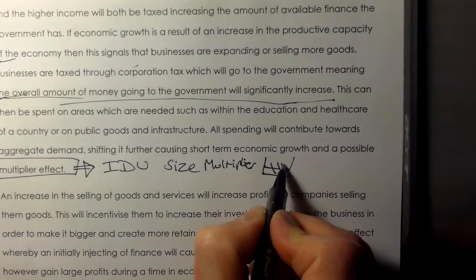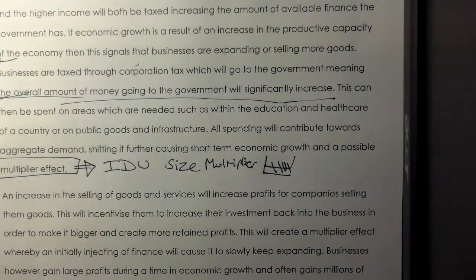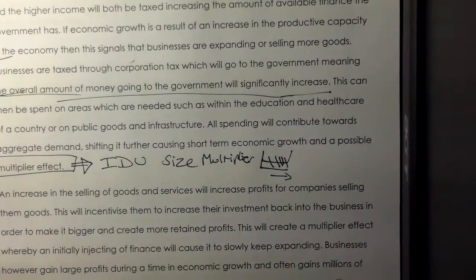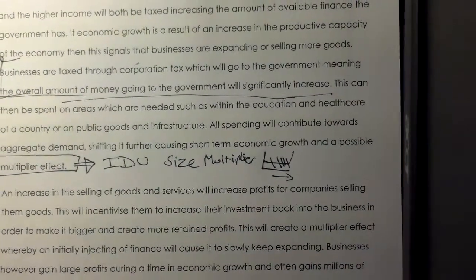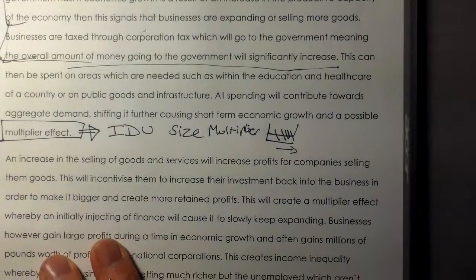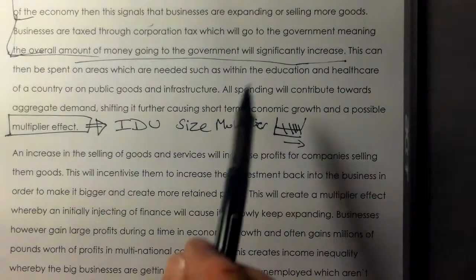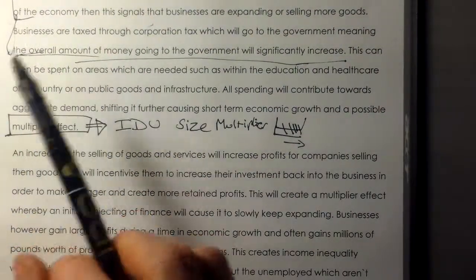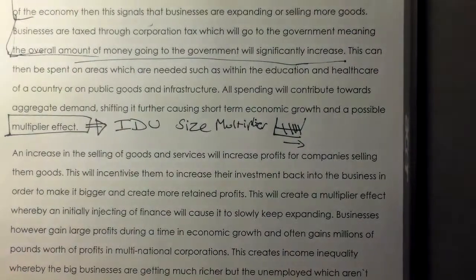So if there are further multipliers in the economy, the aggregate demand will shift further, and there will be more increases in incomes and standard of living rather than just the initial one. So I think that it's too closely linked to what you've got before.